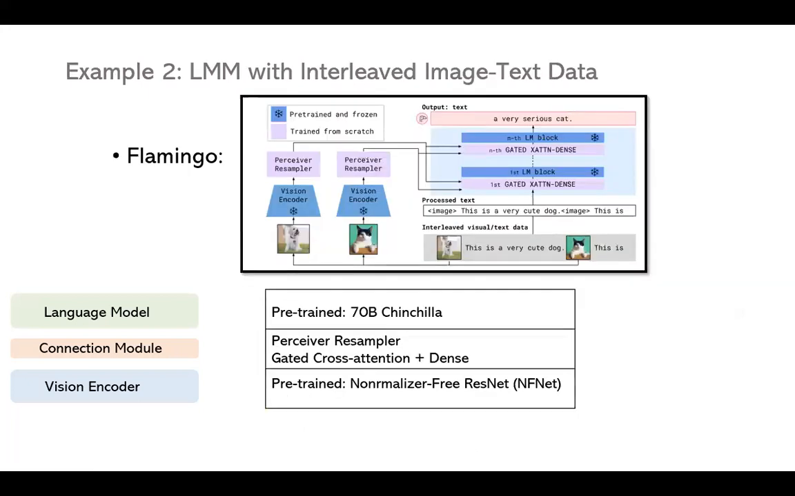As a second example, we also see the Flamingo model. This is a multi-modal model that is trained on interleaved image-text data. Similarly, the Flamingo model also uses a pre-trained vision encoder and a pre-trained language model, and keeps these two big models frozen. And they introduce a connection module. There are two important modules in the connection module. One is a perceiver resampler. The main purpose is to reduce the computational complexity. And the other one is a gated cross-attention layer plus a dense layer. And the major goal is to stabilize training in the initial stage of the training.